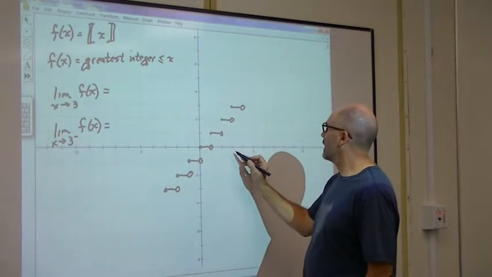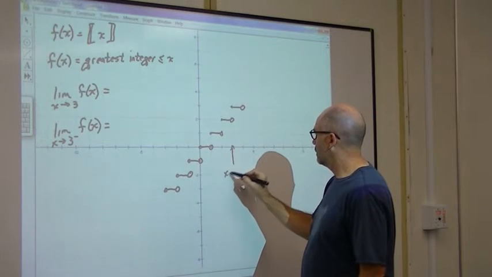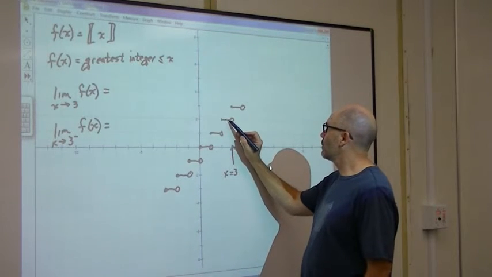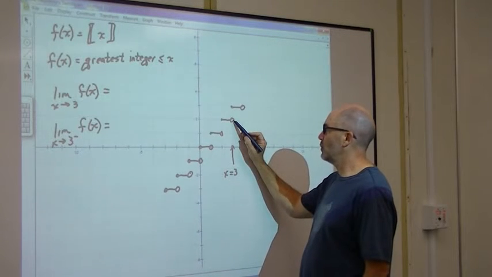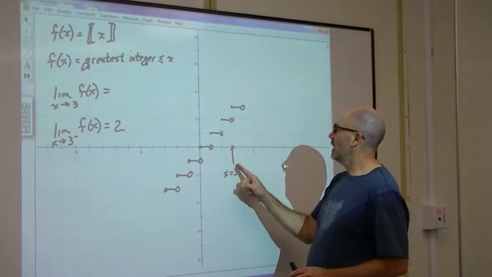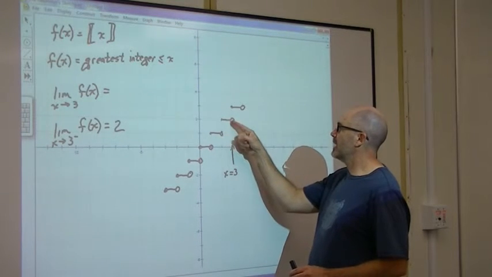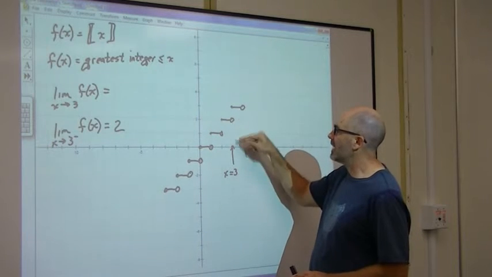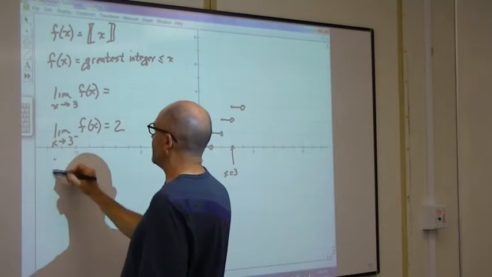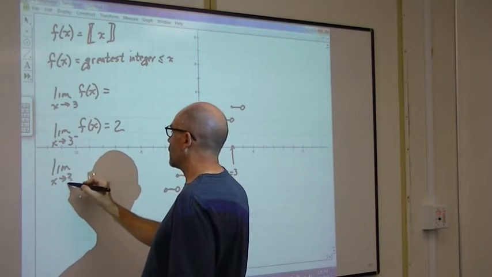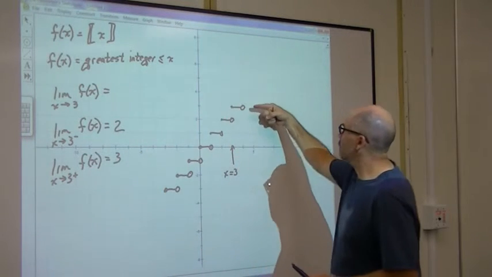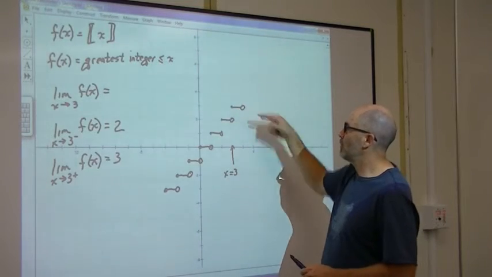well, okay, let's go to 3. Here's x equals 3. Now, if we approach that from the left, then we're approaching the value y equals 2. As I approach x equals 3 from the left, I'm getting closer and closer to y equals 2. Even though at x equals 3 it doesn't equal 2, it's approaching 2 from the left. Now, the limit of the function as x approaches 3 from the right is going to equal 3, because as I'm approaching 3 from the right, I'm approaching the value of 3.